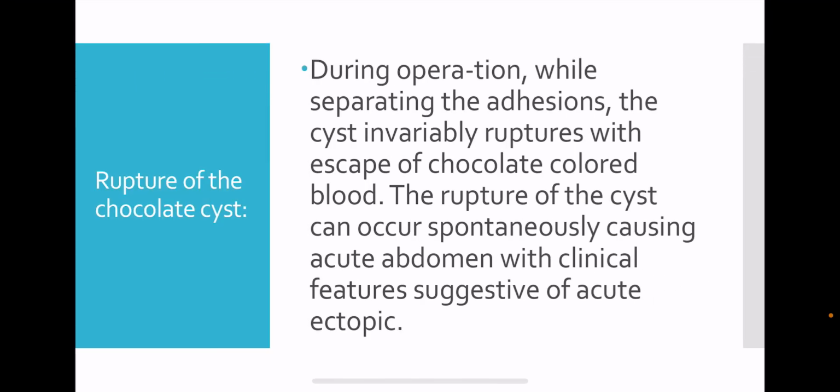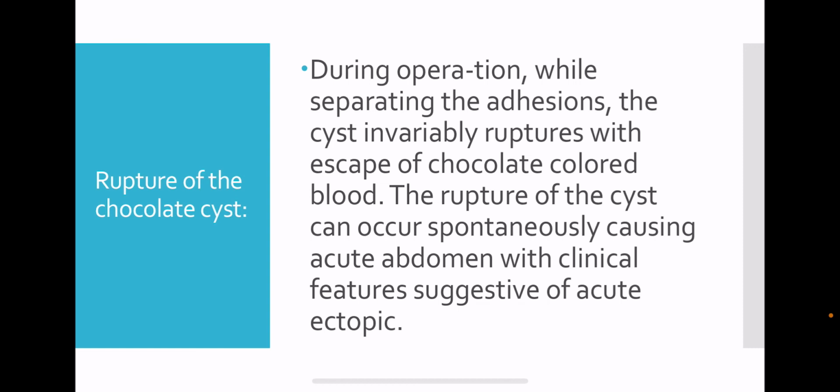This is the differential diagnosis. Now we'll see the other differential diagnosis: rupture of the chocolate cyst during the operation while separating the adhesions, like if there is uterine fibroid or endometriotic tissue located in the peritoneum, and other pelvic adhesions. While separating the adhesions of the endometriosis, the cyst invariably ruptures. You were separating some other thing, but the cyst invariably ruptures with the escape of the chocolate colored blood.